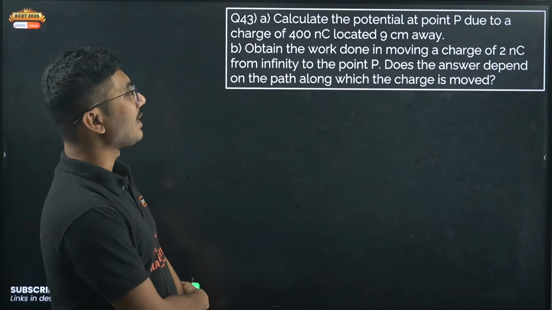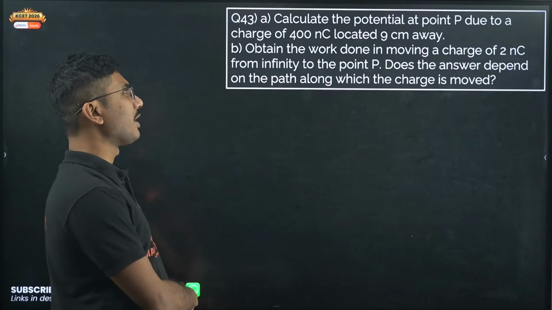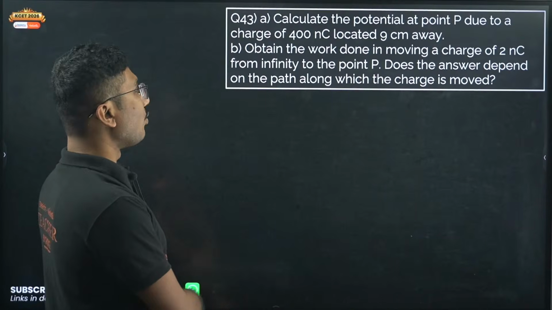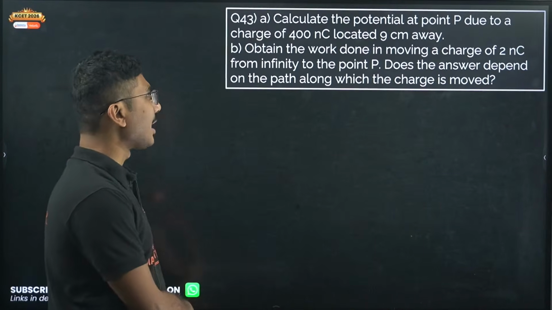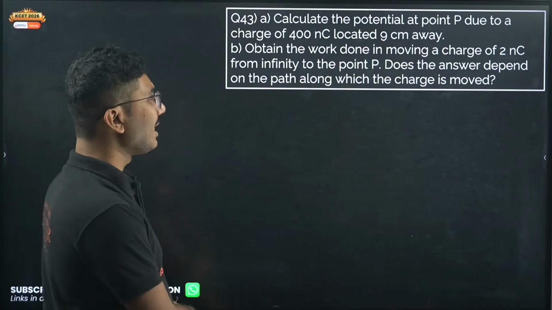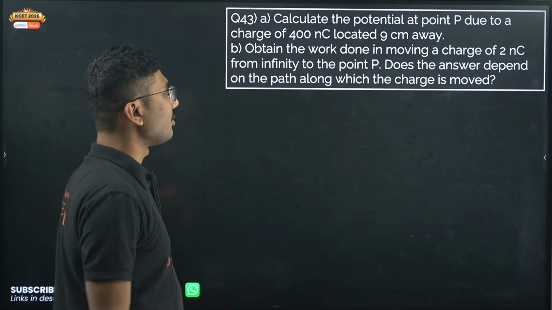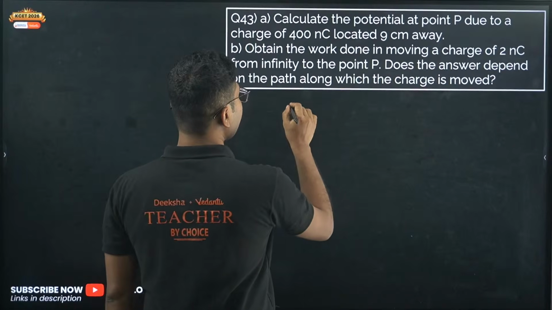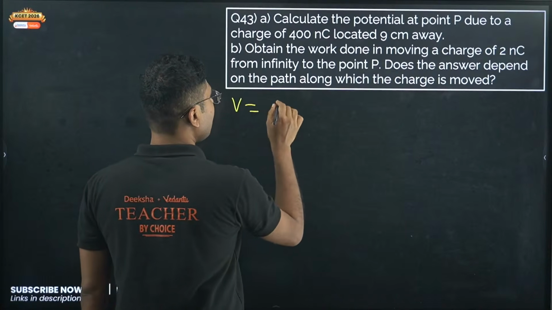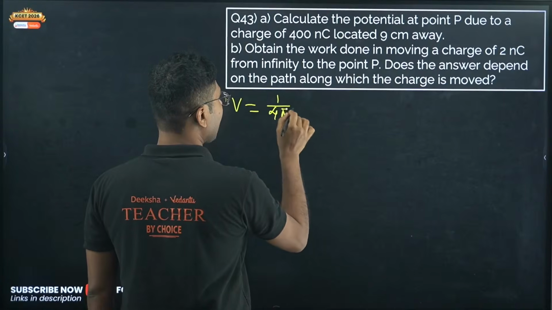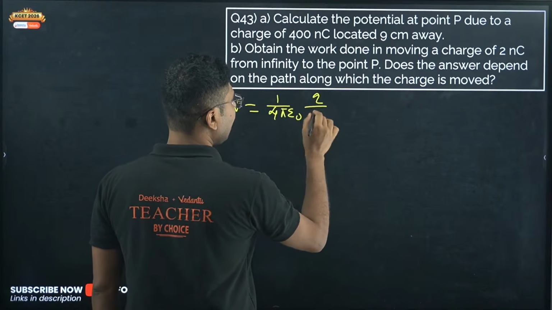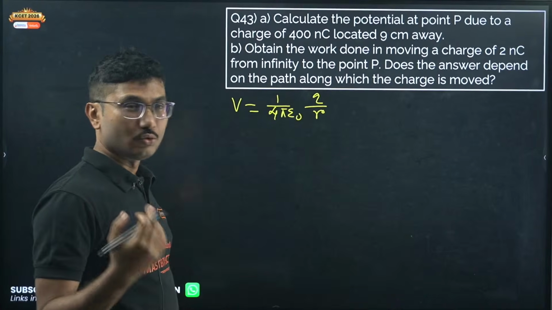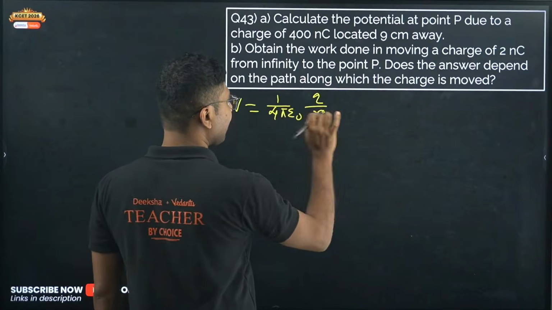Calculate the potential at point P due to a charge of 400 nanocoulomb located 9 centimeter away. Obtain the work done in moving the charge of 2 nanocoulomb from infinity to point P. Does the answer depend on the path along which the charge is moved? Let me complete quickly. So potential is given by 1 by 4 pi epsilon naught. Now you can write K as well. If you are using K, then don't forget to mention K is Coulomb constant. To avoid that I am using this.